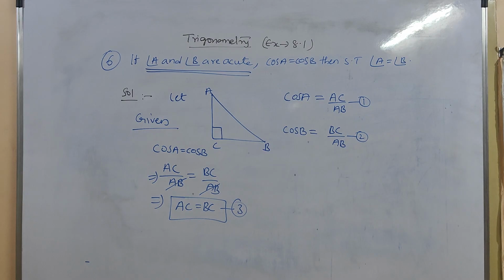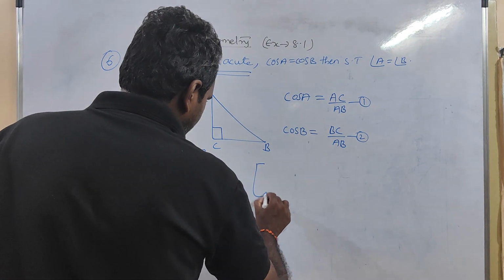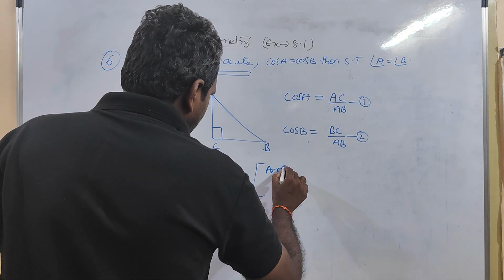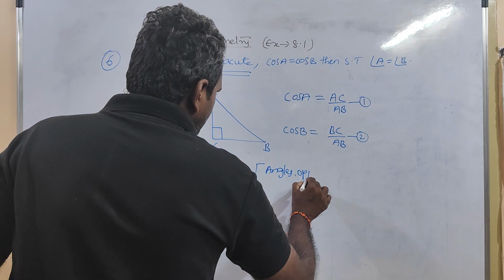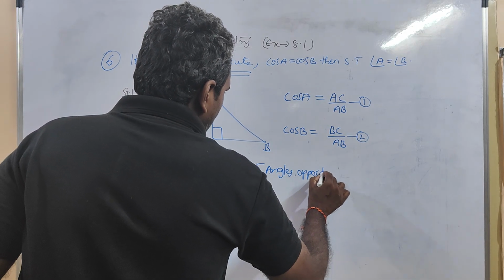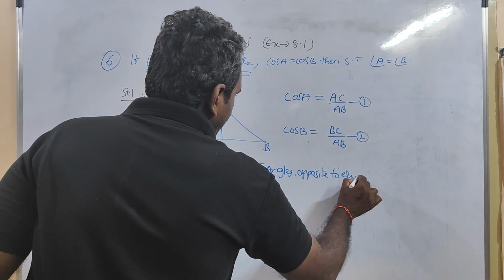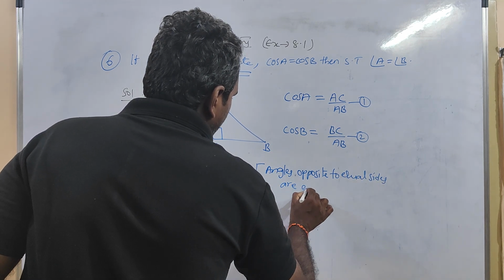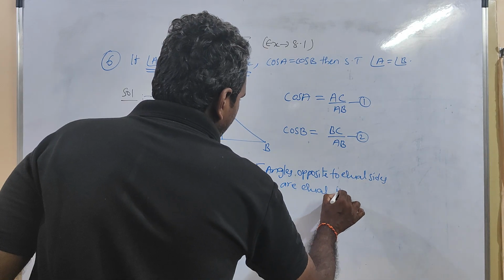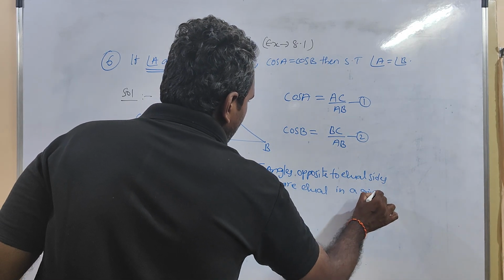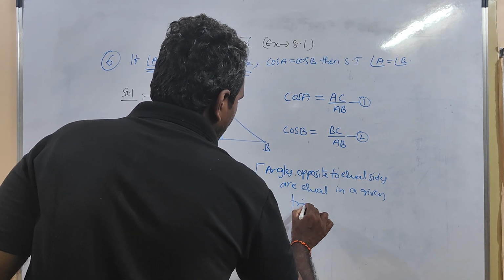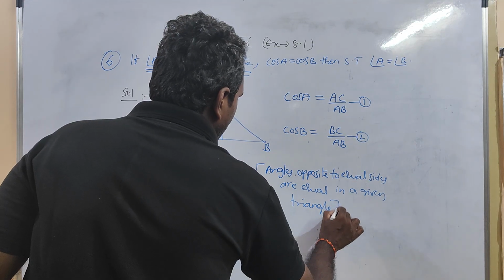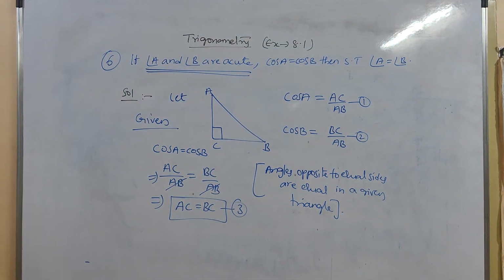Here, one thing you have to learn. Angles opposite to equal sides are equal in a given triangle. Angles opposite to equal sides are equal in a given triangle. That you have to write. Angles opposite to equal sides are equal in a given triangle.